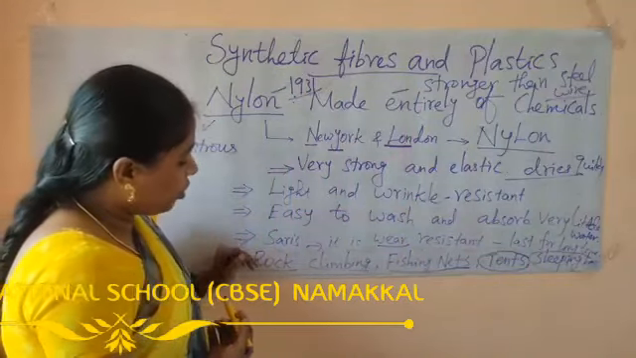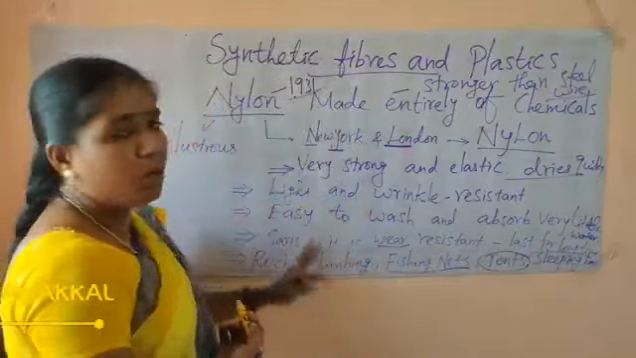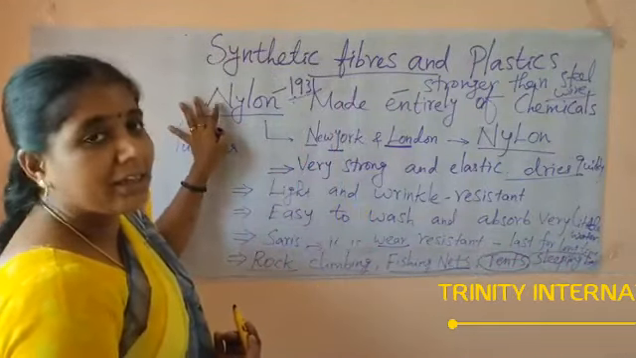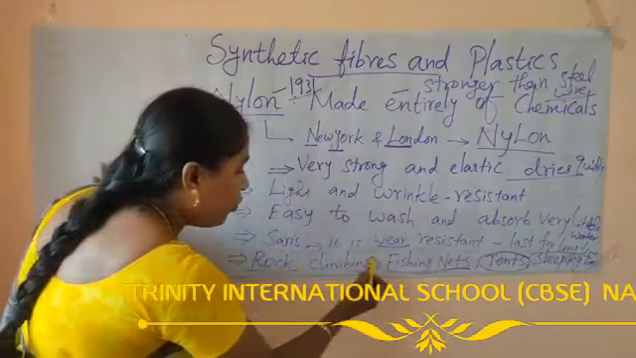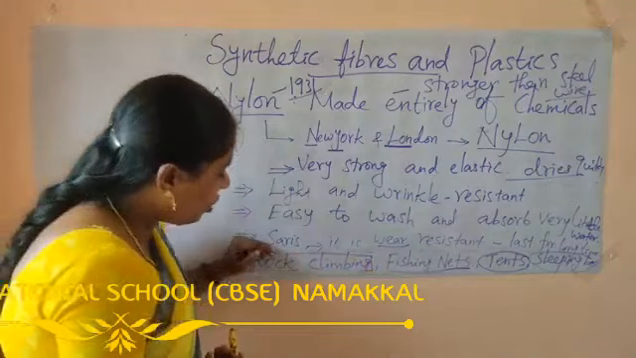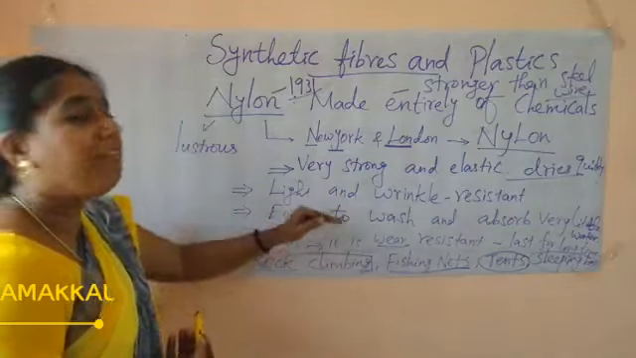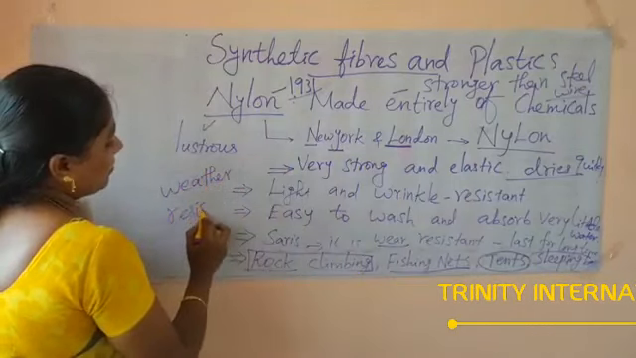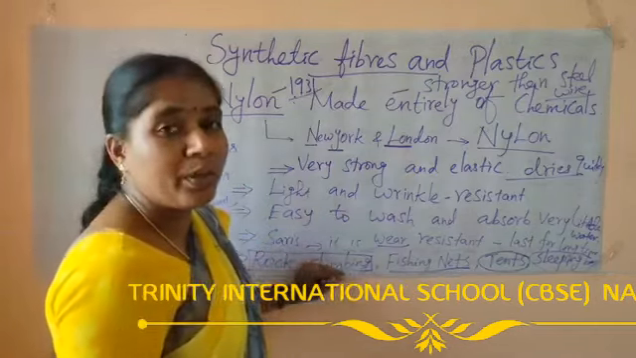So, for rock climbing, fishing nets, tents, sleeping bags, all these strong materials are made with the help of nylon because of its strong elastic nature. So, see here, this nylon is used to make rock climbing material. Why is nylon used to make rock climbing material? Because it is a strong fiber, lightweight and also weather resistant. Because of this reason, nylon is used to make rock climbing material.